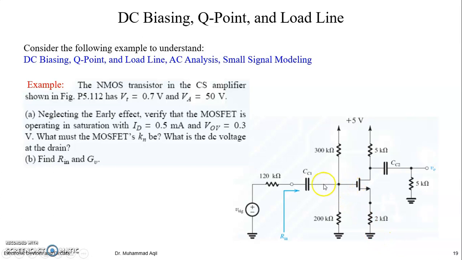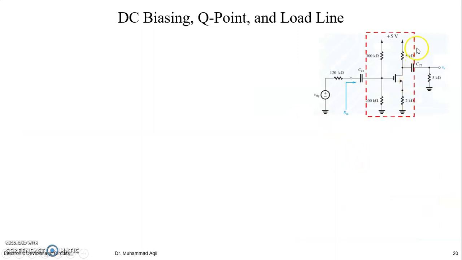We are having input at the gate, output at the drain, then it is a common source amplifier. And the source resistance is not bypassed. It means it is a common source amplifier with a source resistance, similar. So go ahead, find the DC equivalent circuit.